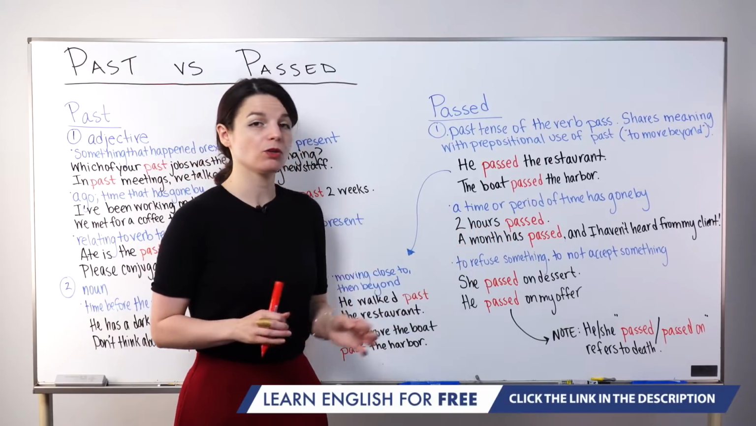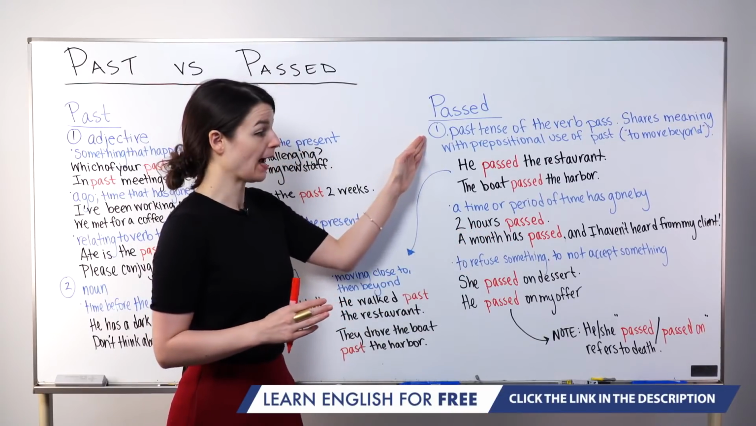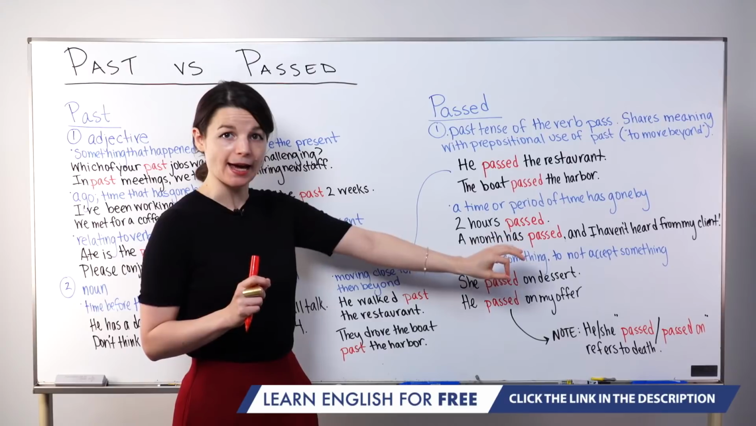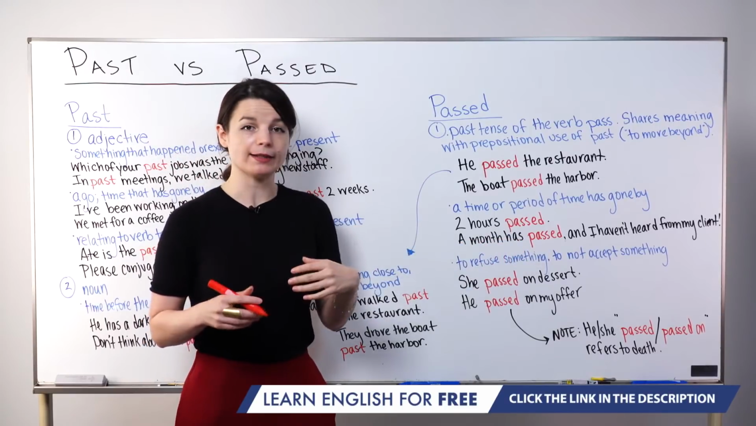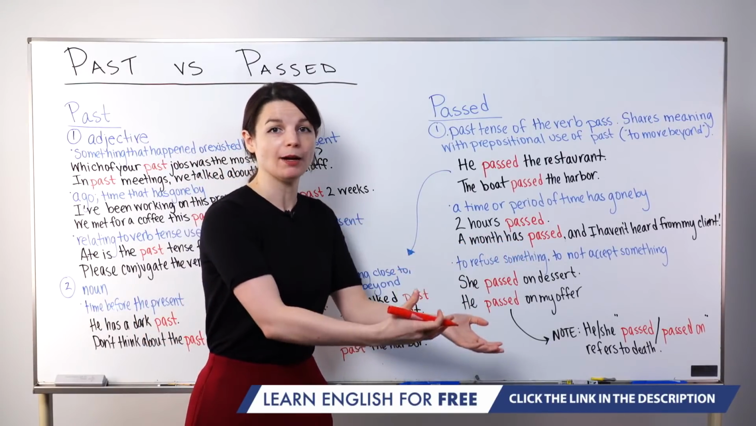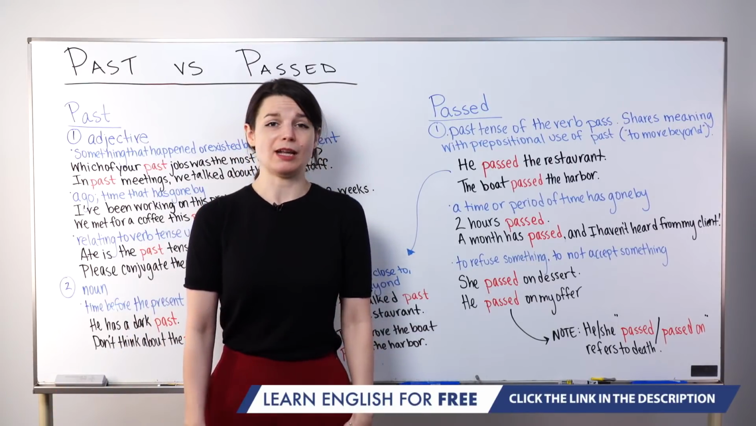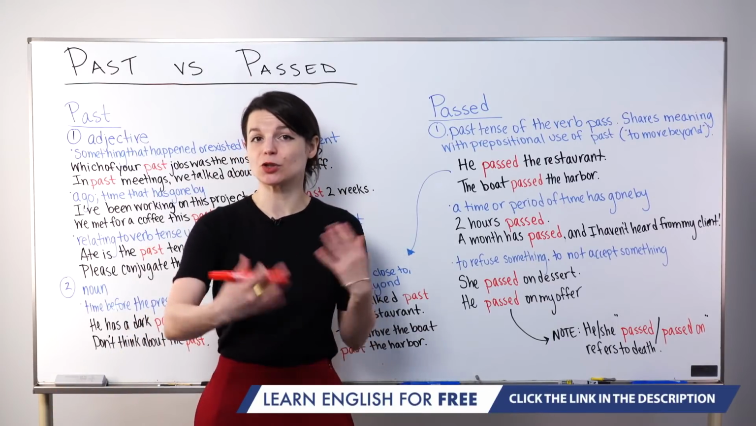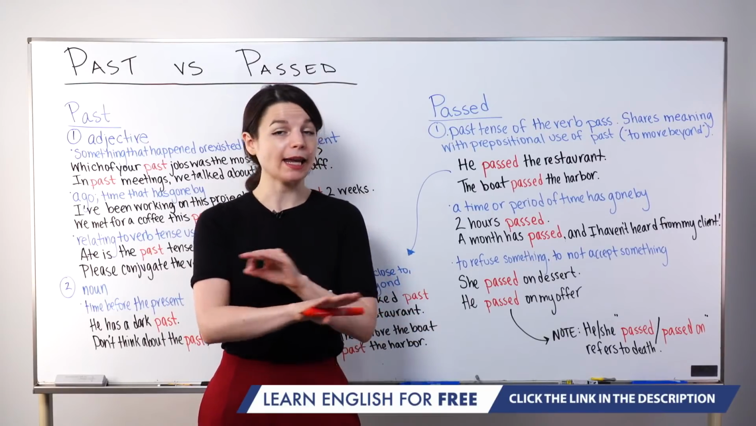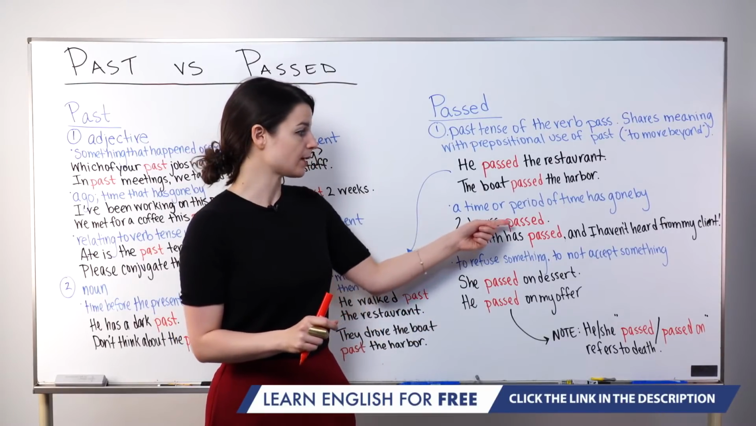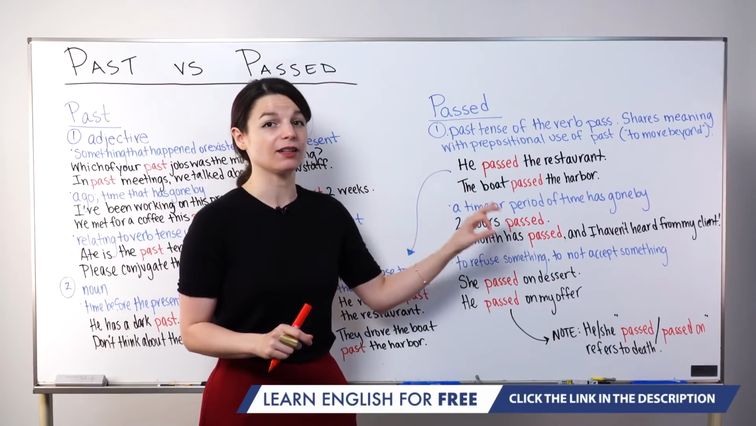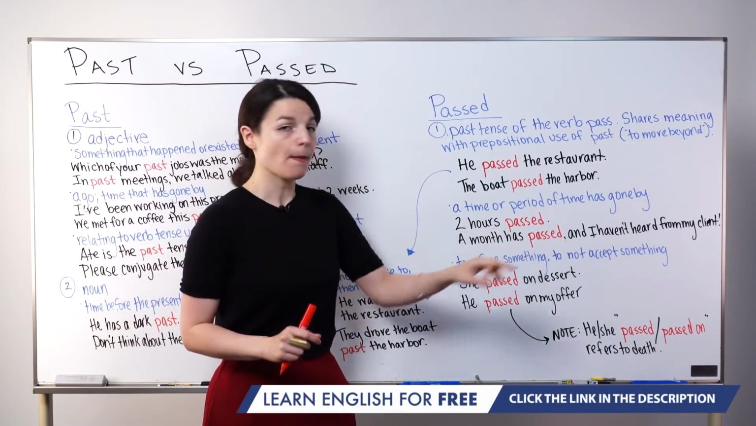Here, it's being used as a verb. Again, this is the past tense of the verb pass. So 2 hours passed, that means 2 hours went by. For example, I'm waiting for an appointment, and 2 hours passed. That means 2 hours went by. I cannot say 2 hours P-A-S-T. That is incorrect. This is a verb.